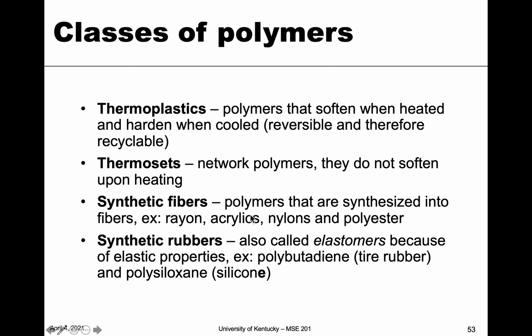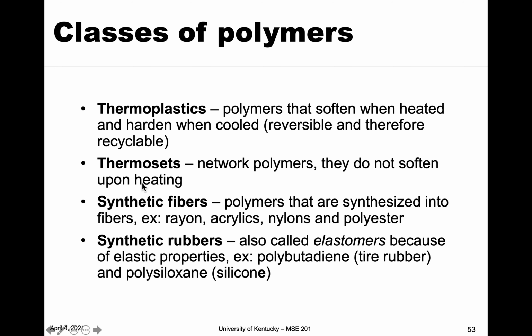We can also divide into a couple other categories as well. Synthetic fibers. These are polymers that are synthesized into fiber shapes. So it doesn't really tell us much about whether it's thermoplastic or thermoset. But these are things like rayon, acrylics, nylons, and polyesters, which you might be familiar with in clothing.